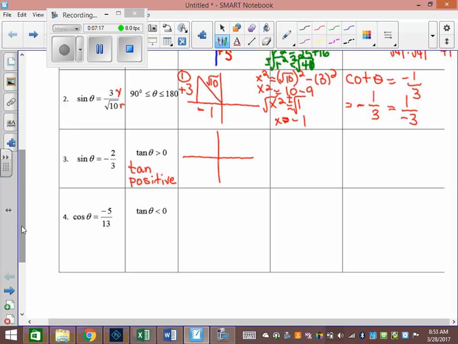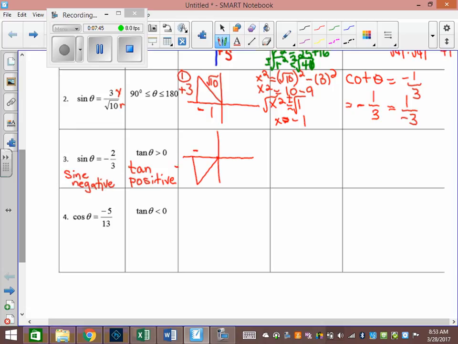Negative on the fraction, and the fraction is sine. So it's where sine is negative. So where is sine negative but tan positive? Quadrant 3. Because tan's positive here, but sine is positive here. Tan is positive here, and sine is negative here. So it has to be in quadrant 3.